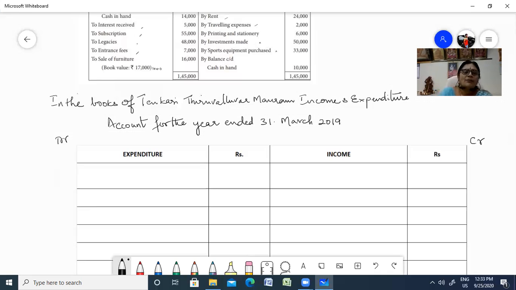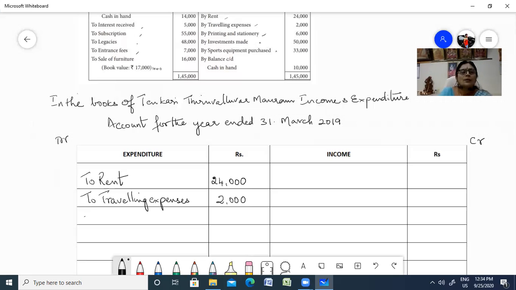Now what all will come here? Only your revenue expenditure, only your revenue receipts. So first of all, let us record all the expenditures. We have put a tick on what all items will come, so you have to copy that here. To rent, 24,000. To traveling expenses. Income and expenditure is a nominal account, so in the golden rule, debit all expenses, credit all incomes and gains, right?